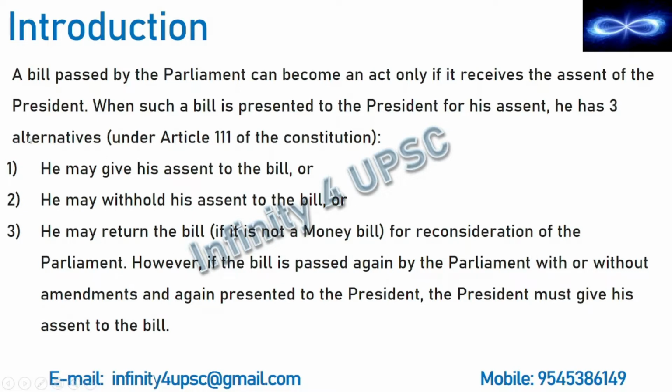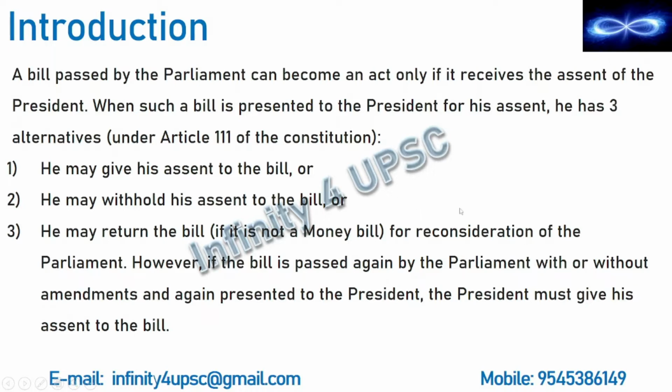Now when will this scenario happen? Reconsideration. Here the President is okay with everything about the bill, so he says yes. Here he did not like the bill, so he says no. Here he is okay with the bill, but there might be some clauses which he is not okay with or which he doesn't agree with. So in that case, he will send back that bill again to the Parliament for reconsideration so that they can look into the bill and make some changes which were not acceptable to the President.